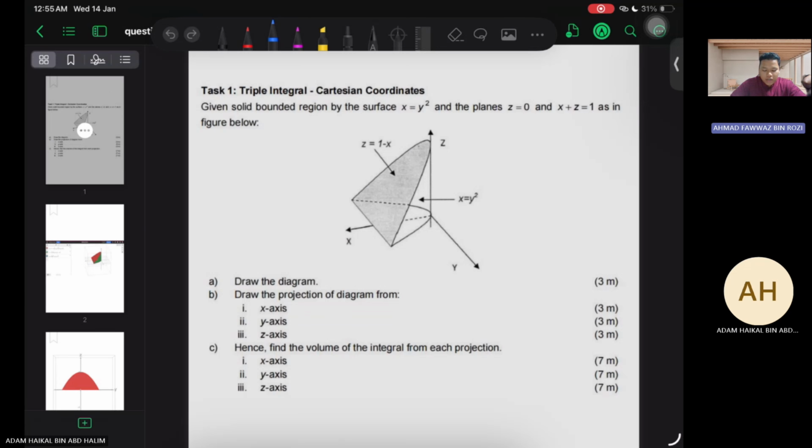My name is MAT455 and today I want to show you the solution for task 1, triple integral Cartesian coordinate. Given solid bounded region by the surface x equal to y square and the planes z equal to 0 and x plus z equal to 1 as in figure below.